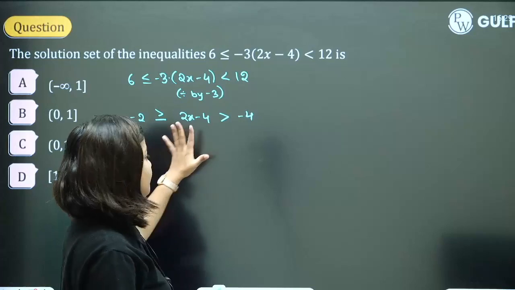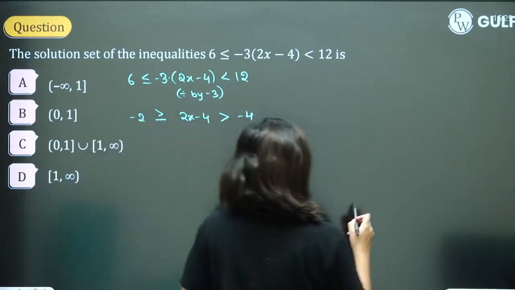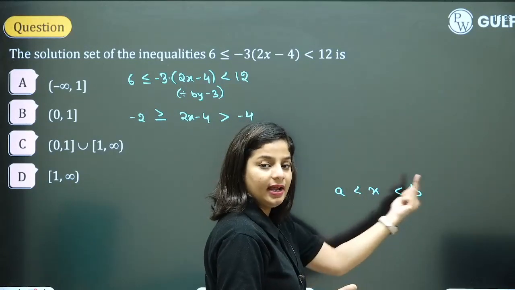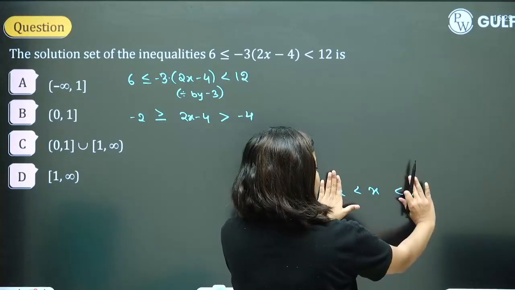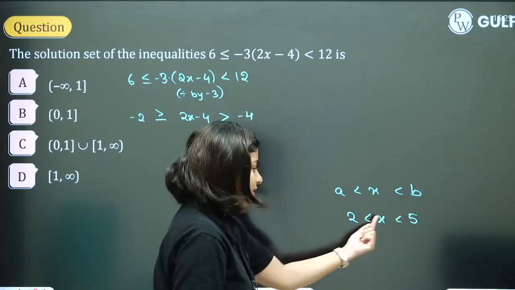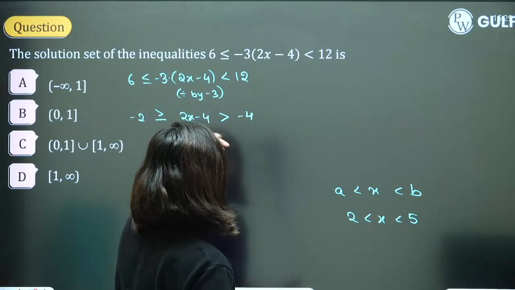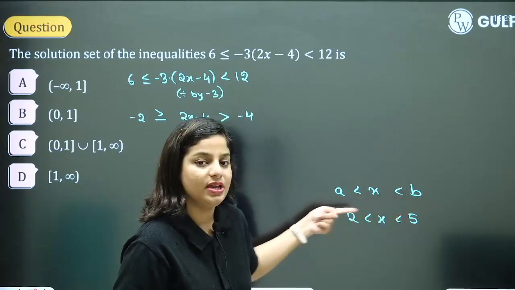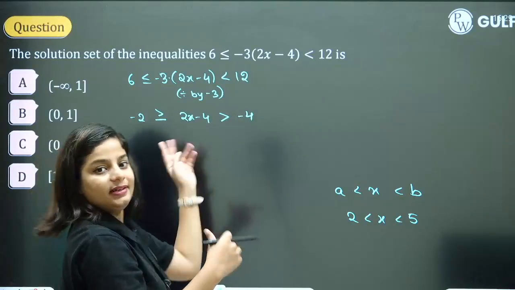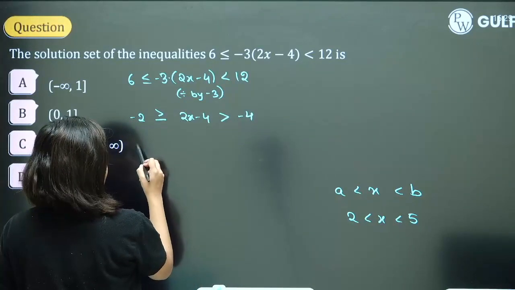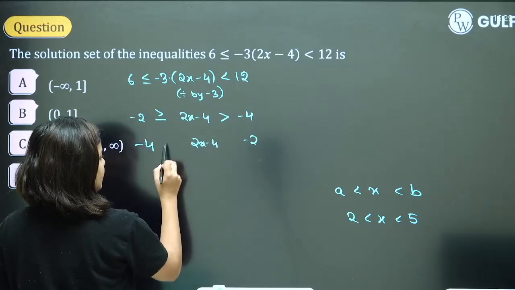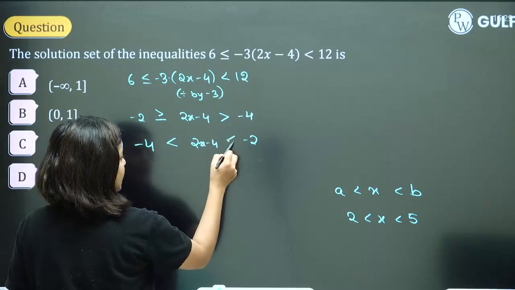Okay. Now, we are not used to writing things like this. We generally write x is between a and b, that is, x is bigger than a and smaller than b. A is the smaller number, b is the bigger number, like x is between 2 and 5. 2 is smaller, 5 is bigger. This is the sign convention we follow, not the other way around. So I'll reverse it and write. Same thing, I'm rewriting it. 2x minus 4 is greater than minus 4 and less than or equal to minus 2.